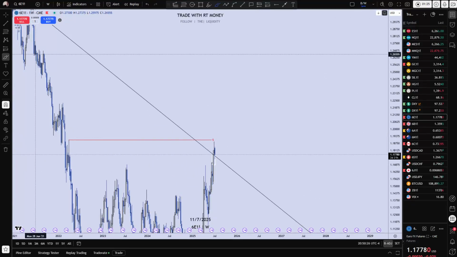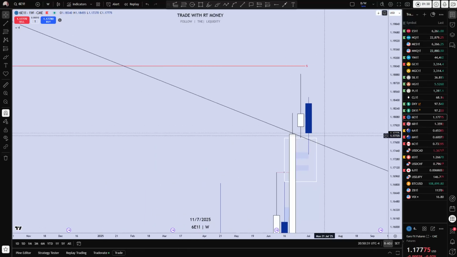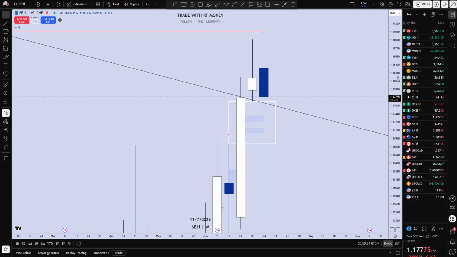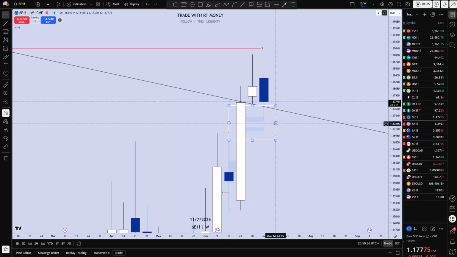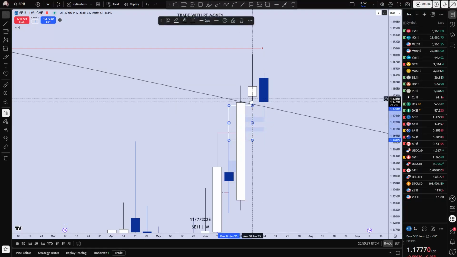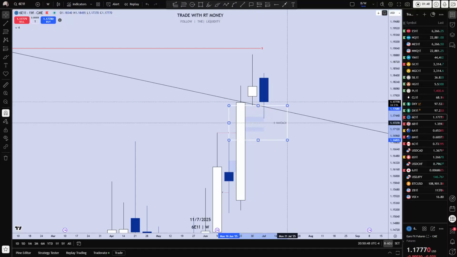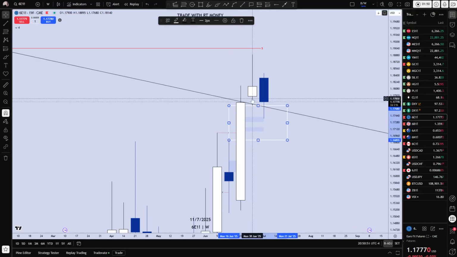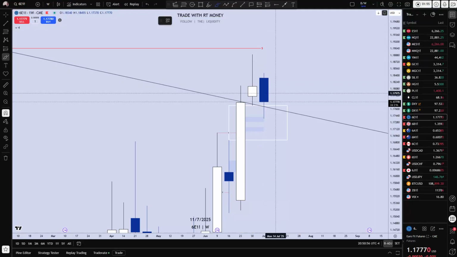Now let's zoom in here. All right. Now, this is the weekly time frame, right? And what I drew out here is the bottom of this candle and the top of this candle forms the fair value gap area. And as we know, sometimes you can count on these things to help price move in a particular direction.